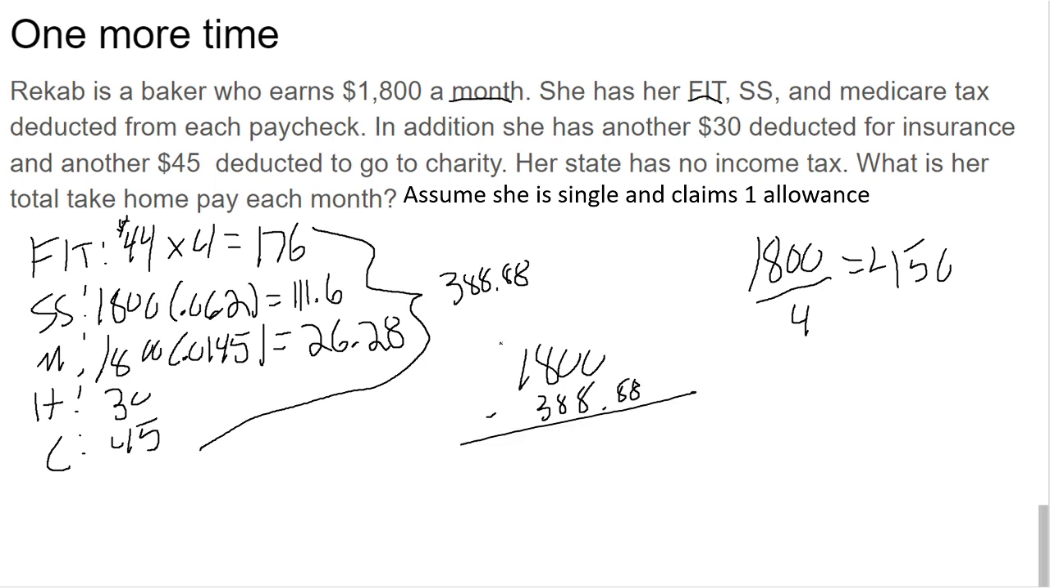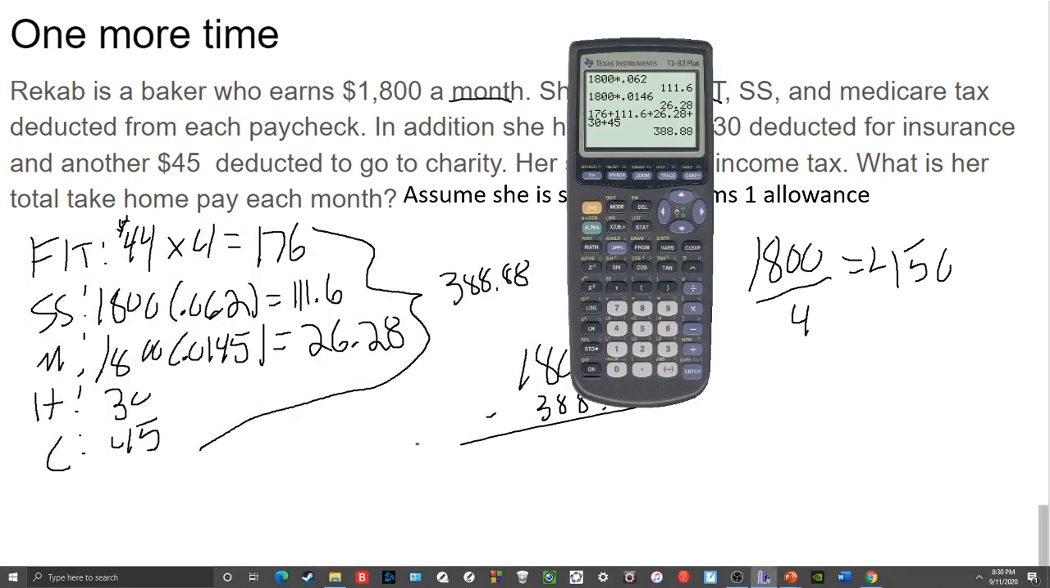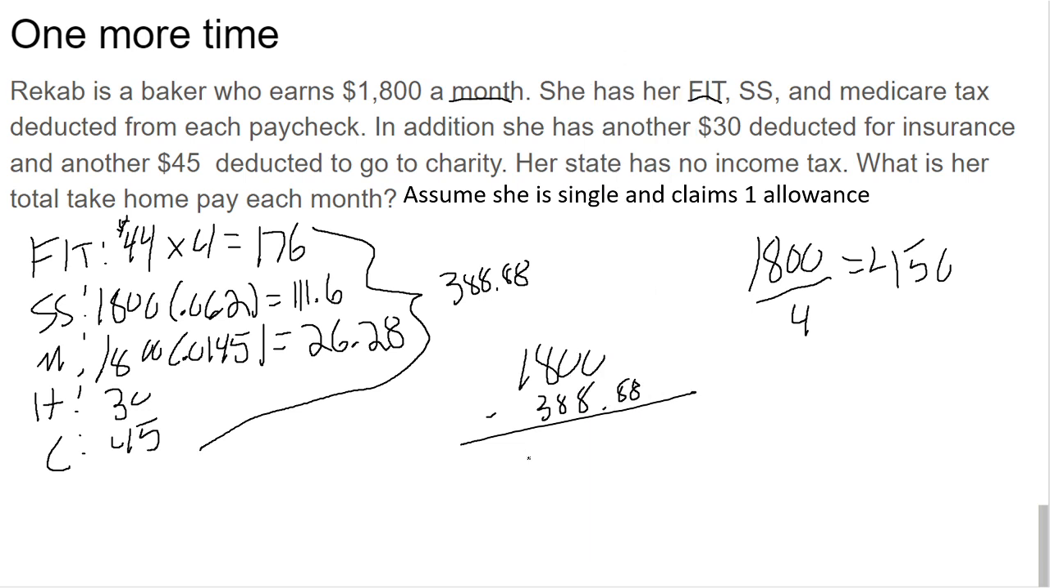So again, this is her total gross pay. This is what we're getting deducted. So then we're going to figure out what she's going to be left with. So 1,800 minus 388.88, and we get that she's going to take home $1,411.12 each month. Okay? That's how much her total net take-home pay is.